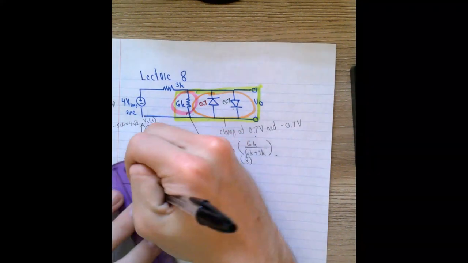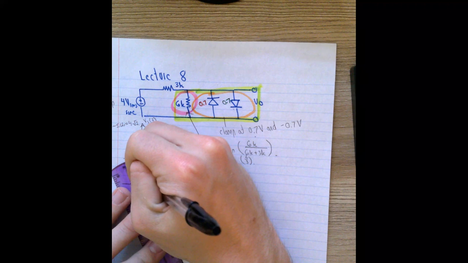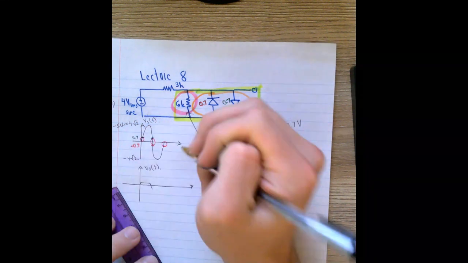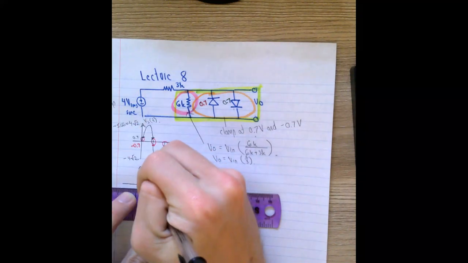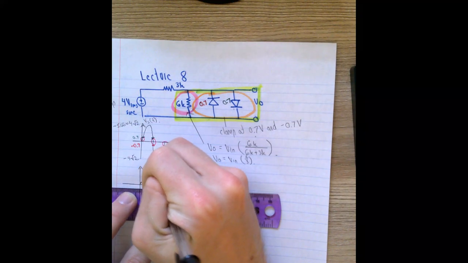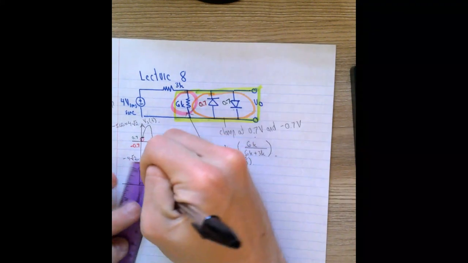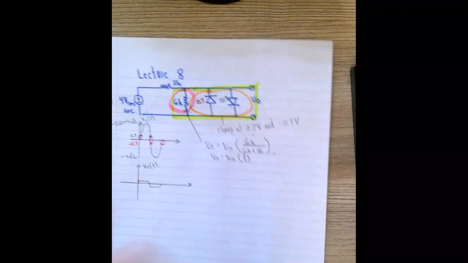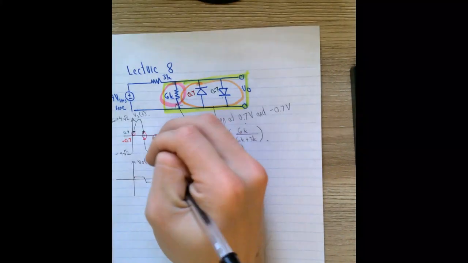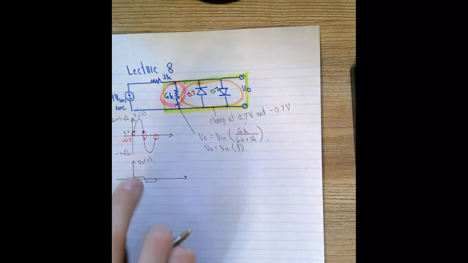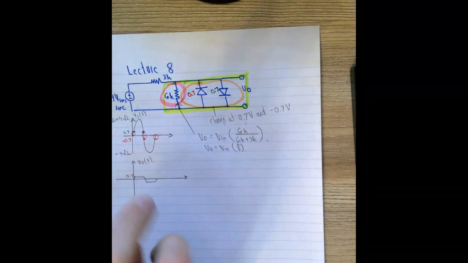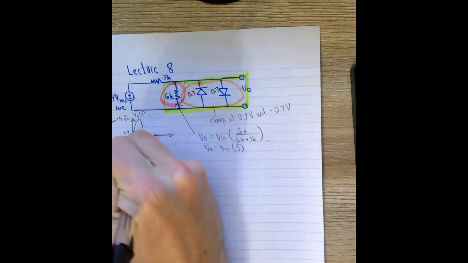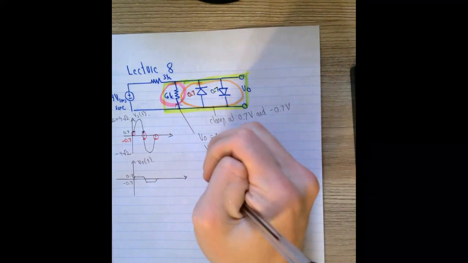But this one's where the one diode has clamped. Then we start measuring the voltage across the resistor again, and then the other diode clamps at negative 0.7 volts. And then we start measuring the voltage across the resistor again, and then it goes on and on with the sine wave. So you can see it clamped it at 0.7 volts here and negative 0.7 volts here. And this will keep going with the sine wave.